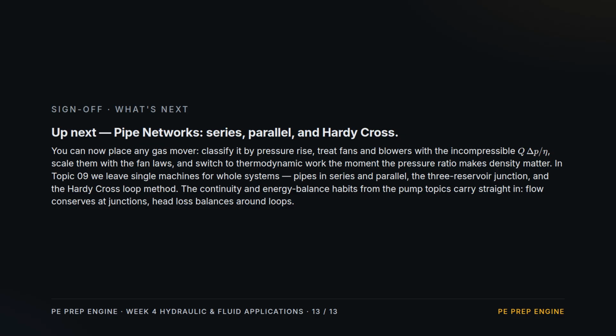In Topic 9, we leave single machines for whole systems, pipes in series and parallel, the 3-reservoir junction, and the Hardy cross-loop method. The continuity and energy balance habits carry straight in. Flow conserves at every junction. Head loss balances around every loop.